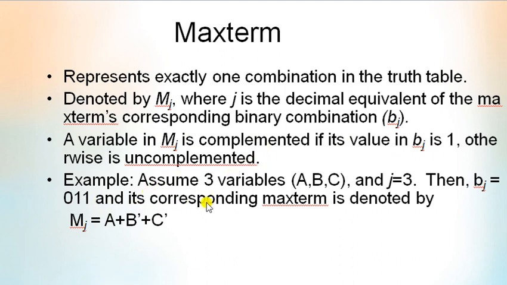Then consider this example. Assume three variables A, B, C and j is equal to 3. We convert the decimal equivalent into binary, so we get bj is equal to 0, 1, 1. Its corresponding maxterm is denoted by, for 0 we'll write the uncomplemented value A, then the plus operator, for 1 we will write B dash, plus, for 1 again we will write C dash. The maxterm is A plus B dash plus C dash.